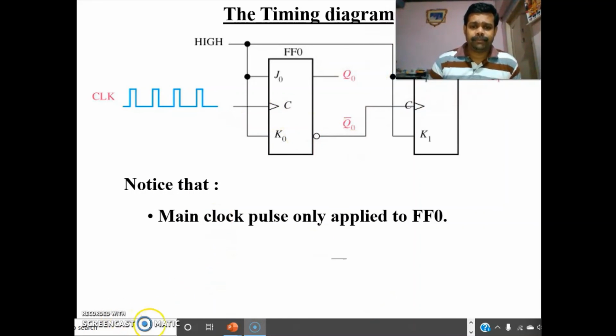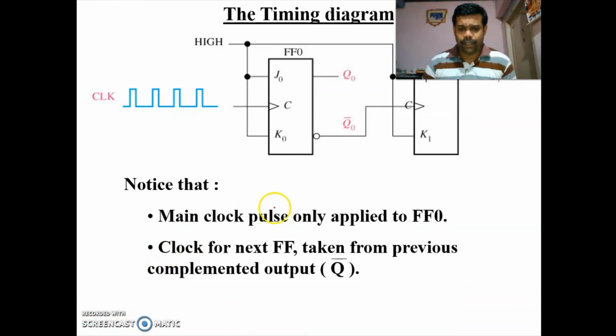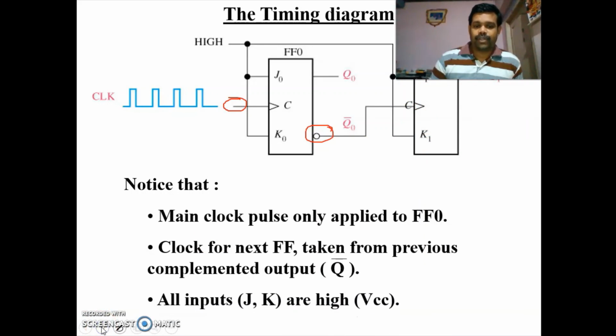So the same diagram. Here you are applying the main clock pulse only to the f of naught. So already I have explained. You are giving the main clock pulse only to the f of naught. The clock for the next flip flop is taken from the previous complemented output. So from here you are giving the clock. So all inputs J and K are made high.